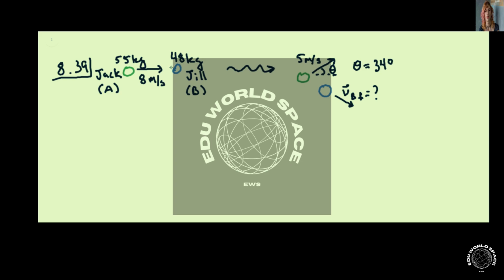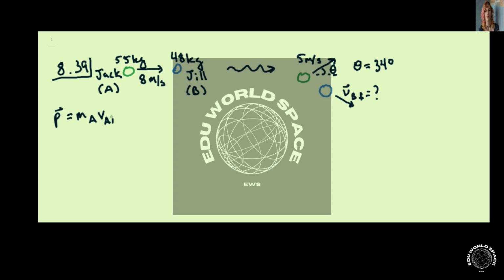Anyway, he collides with her, and then we're told that he goes off at 5 meters per second, 34 degrees north of east, and we want to figure out what poor Jill's velocity is, its magnitude and direction. So because we can neglect the friction of the ice, this is a conservation of momentum problem. So to begin with, only Jack is moving.